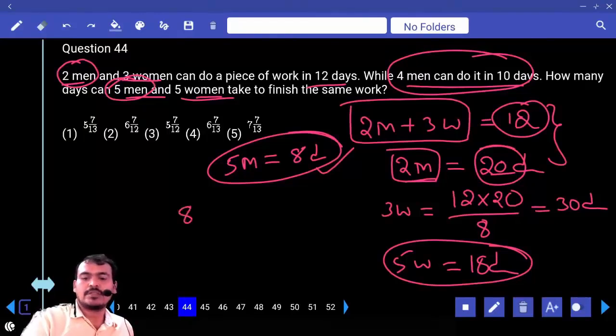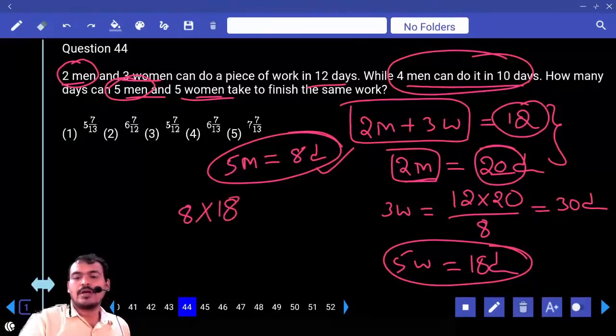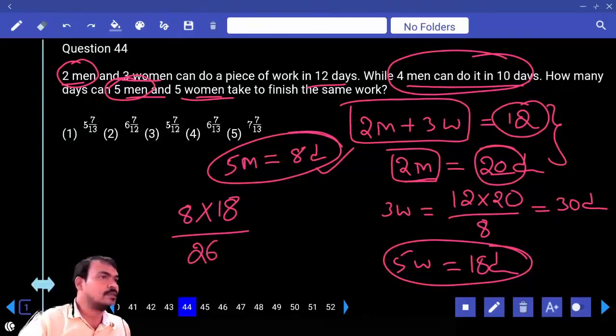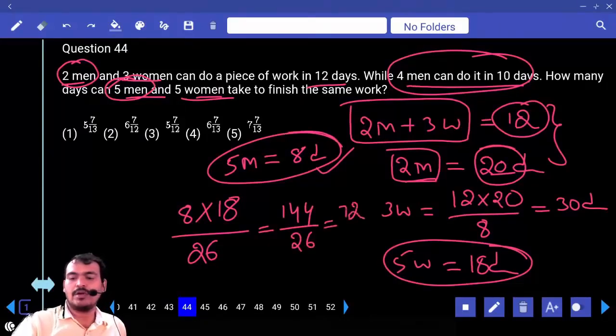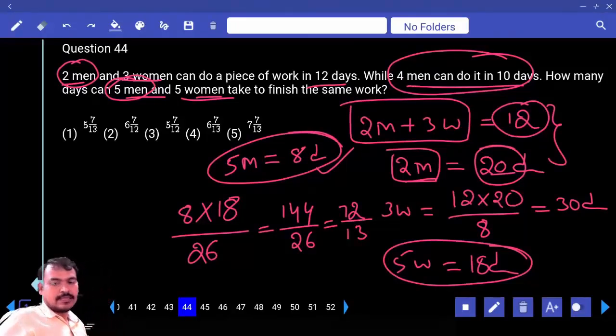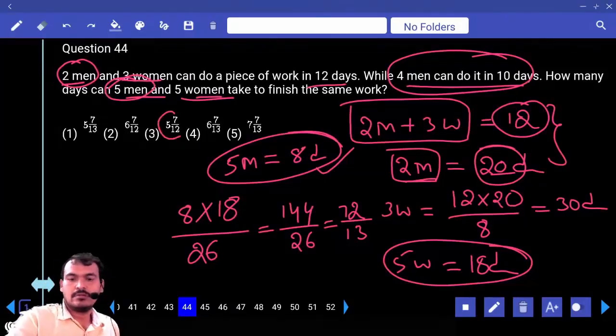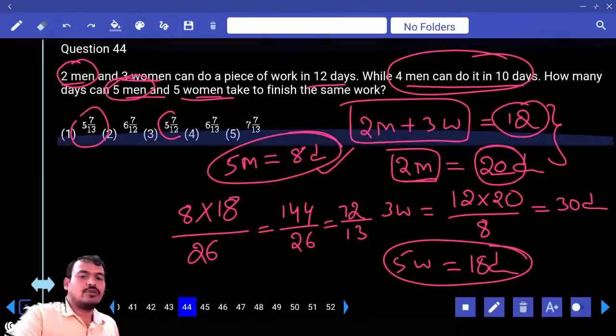Together means product by sum or product by difference? Product by sum. 18 into 8 by 8 plus 18. What is 8 plus 18? 26. It will be 144 by 26, which means 72 by 13. Which option? 13 5s, the first option.